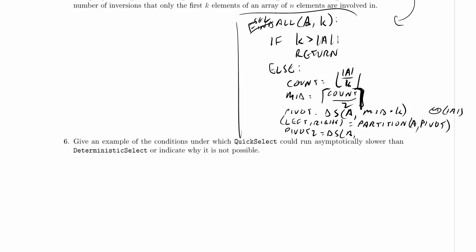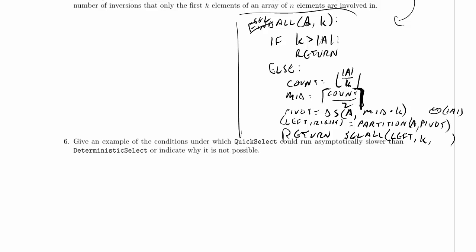But the basic idea that I'm hoping for here is I'm going to make a recursive call on the left, I'm going to make a recursive call on the right, and with those two recursive calls, then I will finish the problem. So I'm going to return this algorithm, select all, called on the left with k. And you know what?